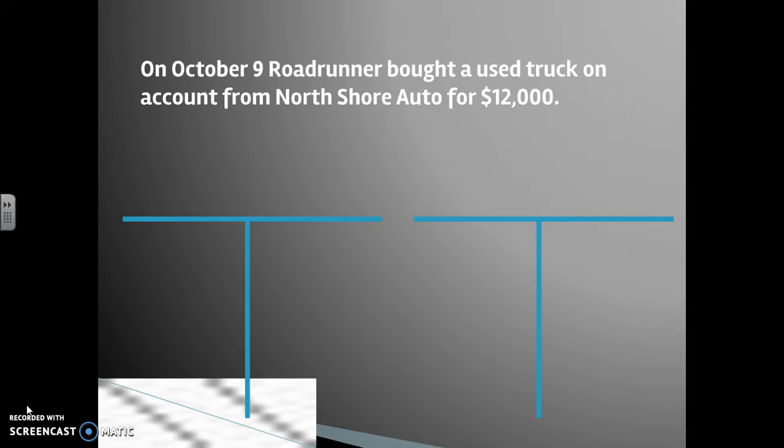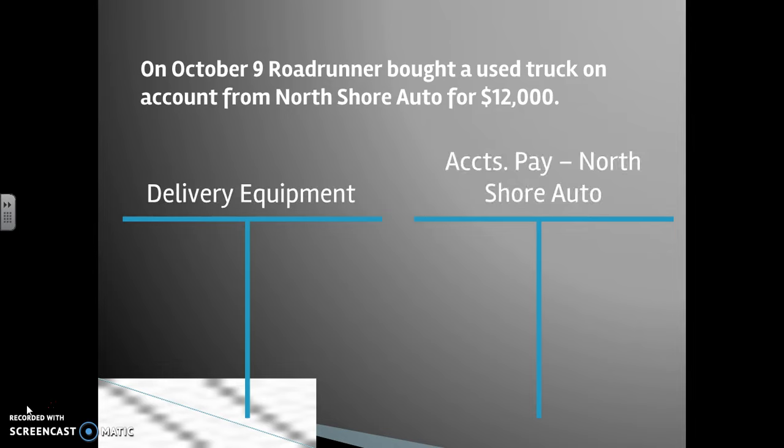On October 9th, Roadrunner bought a used truck on account from North Shore Auto for $12,000. Therefore, we will debit delivery equipment and credit North Shore Auto. Both accounts are going to increase. We debit delivery equipment for $12,000. We credit North Shore Auto for $12,000.